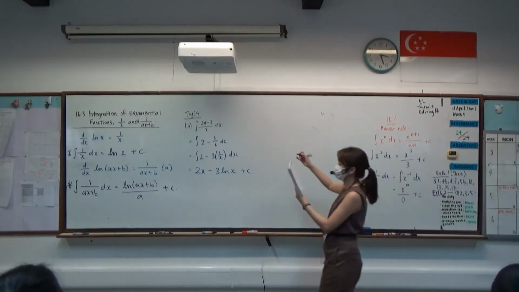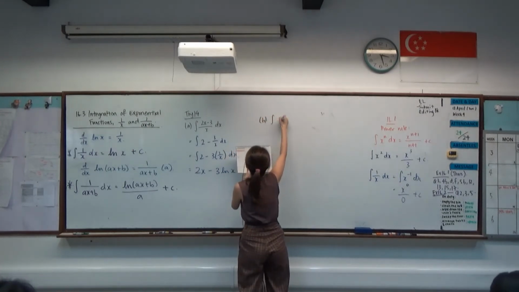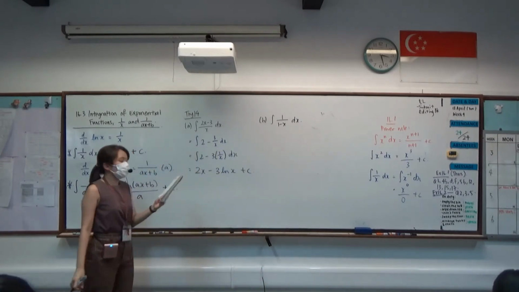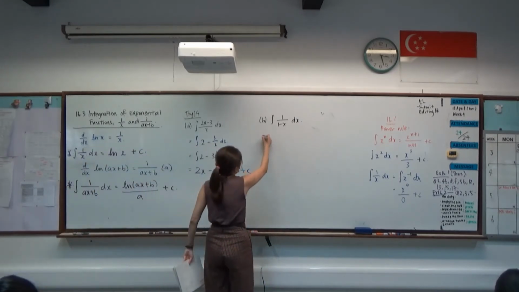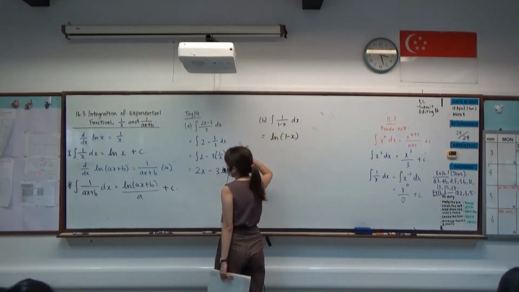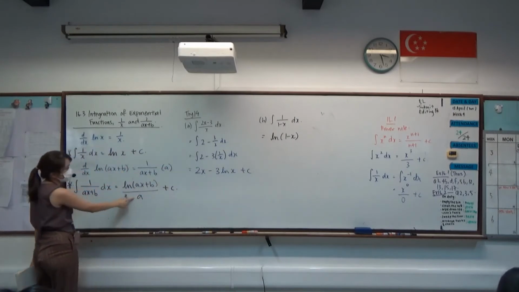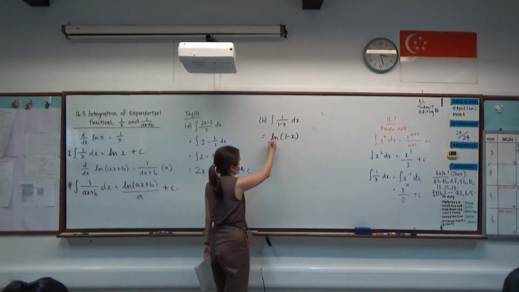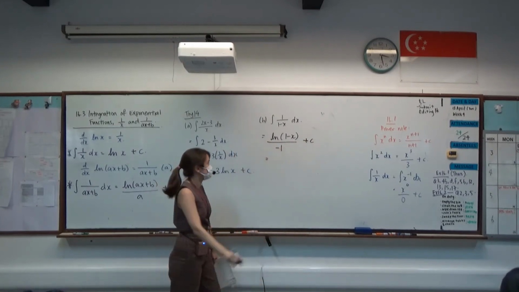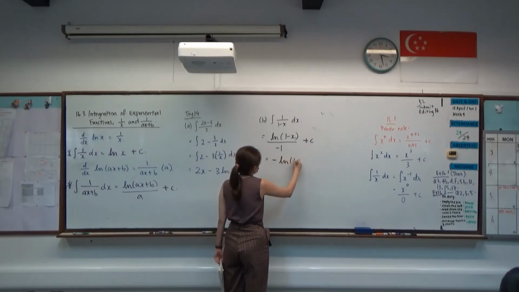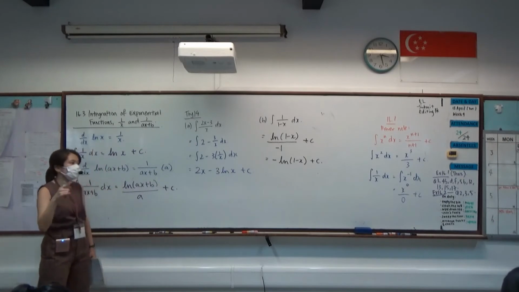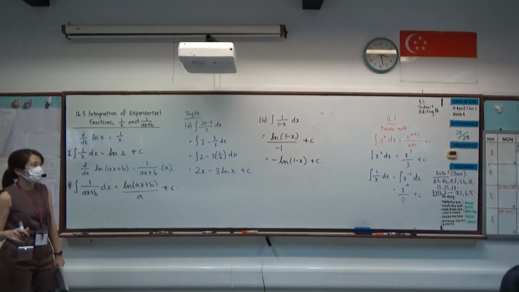Moving on, part B. When we integrate 1 over 1 minus x, we will get ln 1 minus x. Don't forget to look at the coefficient of x. In this case, it's negative 1. We need to divide by that, so divide by negative 1, and the very important plus c. So it is negative ln 1 minus x plus c.